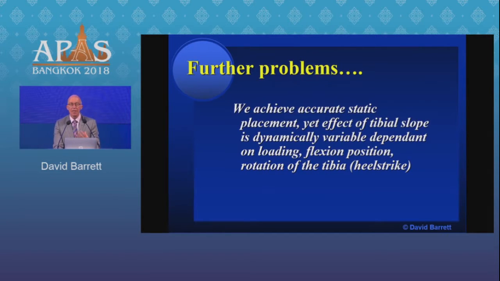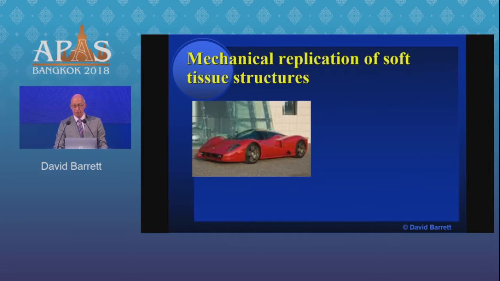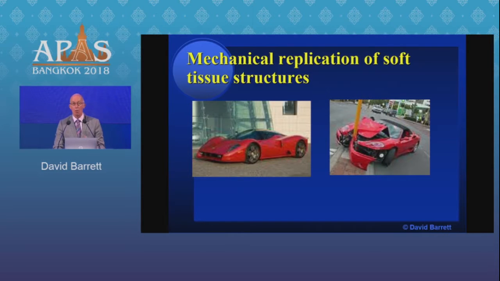Even if we get it in accurately, because the knee is functioning dynamically, it's very difficult to get it right every time, because every step we take is different. So this is the problem we have with the mechanical replication of soft tissue structures. We might get it right once, but we're going to get it wrong a lot more often. And so that's our issue as knee surgeons.